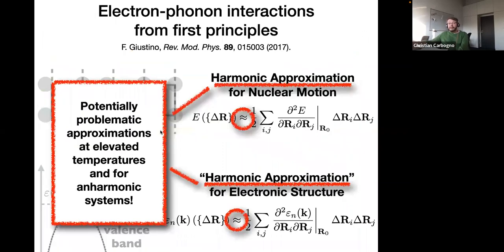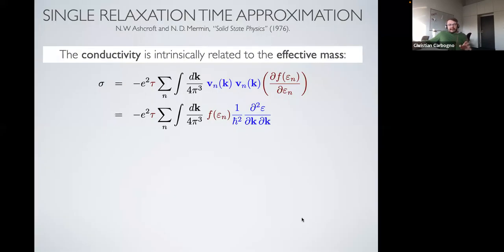It gets much more problematic when you go to elevated temperatures and for anharmonic systems. And we have seen that already for the band gap renormalization. So what can we do for charge transport in that regime? Here, we build again on the single relaxation time approximation. I want to show you how one can change that slightly, and map it back to a physical picture that is reasonable and give you access to anharmonic conductivities.